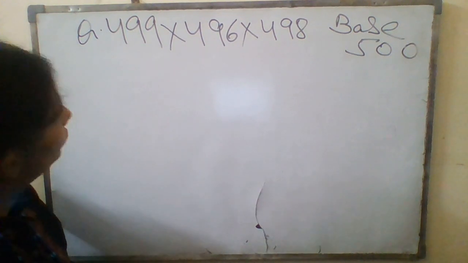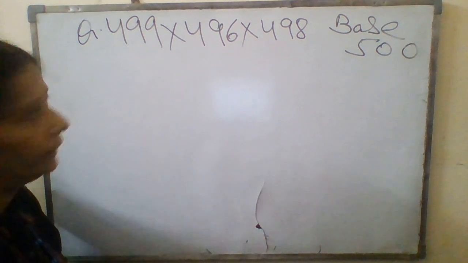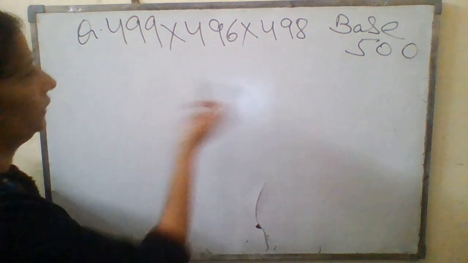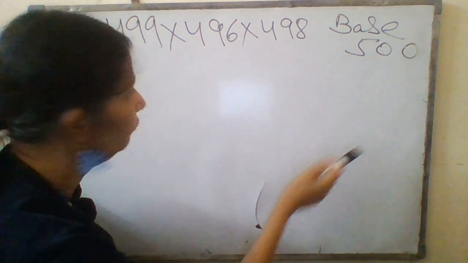Now you look at this question. 499 multiplied by 496 multiplied by 498. See, what is the base here? Base here is 500. These numbers are close to 500.